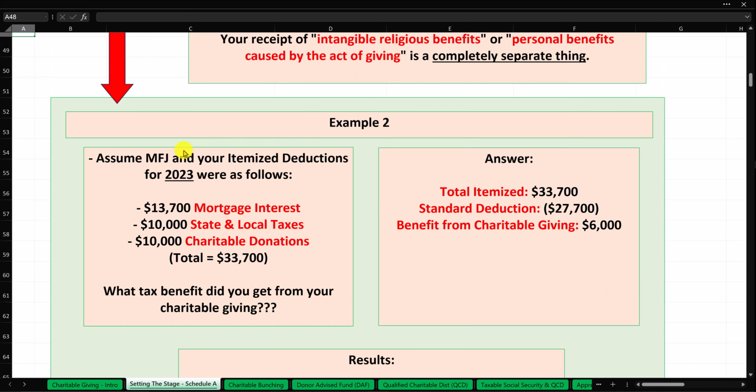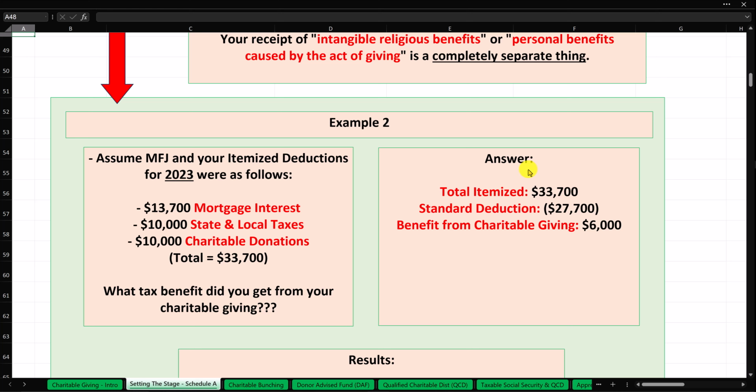Okay, example number 2. Assume married filing joint and also assume that your itemized deductions, we're going to do the 2023 tax year, were as follows. $13,700 in mortgage interest, $10,000 in state and local taxes, $10,000 in charitable donations. So the grand total of these 3 items right here is going to be $33,700. What tax benefit did you get from your charitable giving in this example?